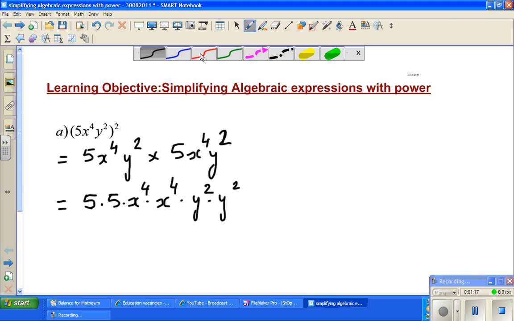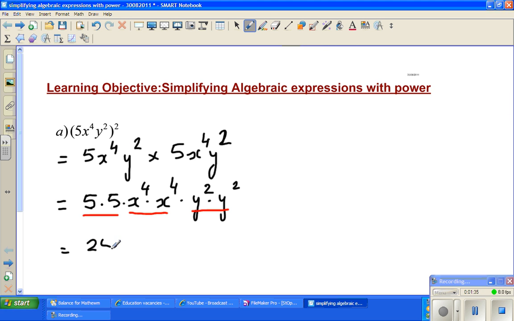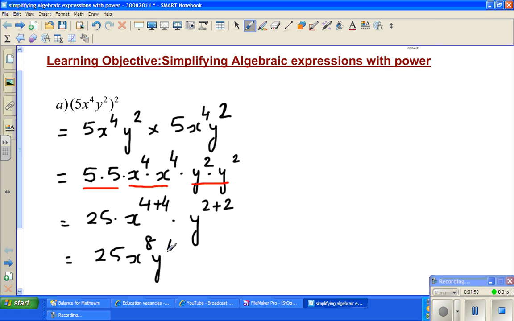Now you can multiply these 5 times 5, you can simplify this and you can simplify this. So this becomes, so what is 5 times 5? 5 times 5 is 25, dot means times, x to the power 4 times x to the power 4 is x to the power 4 plus 4, times y squared times y squared is y to the power 2 plus 2, which is 25 times x to the power 8 times y to the power 4.